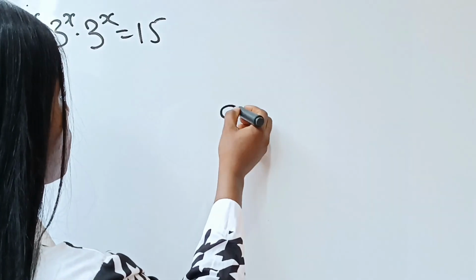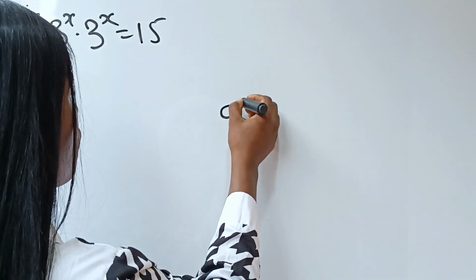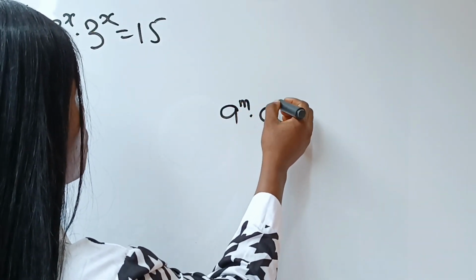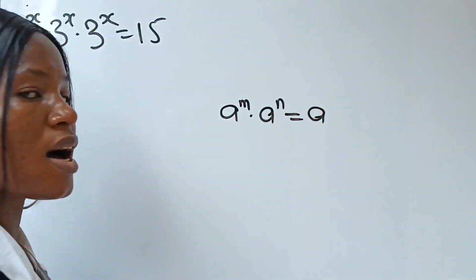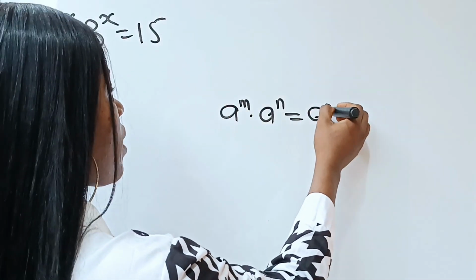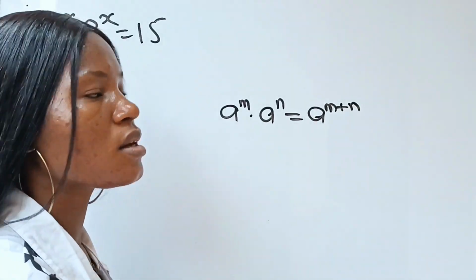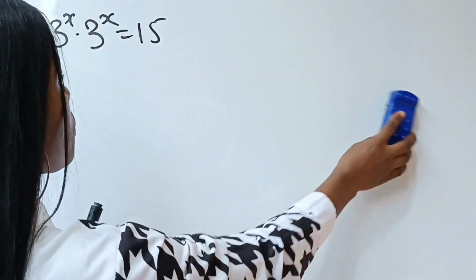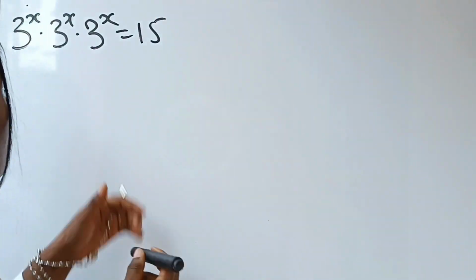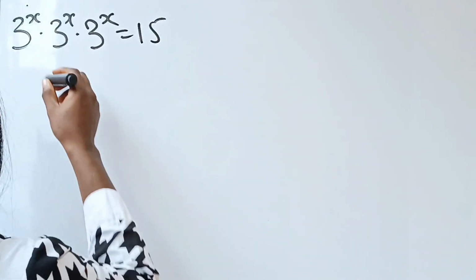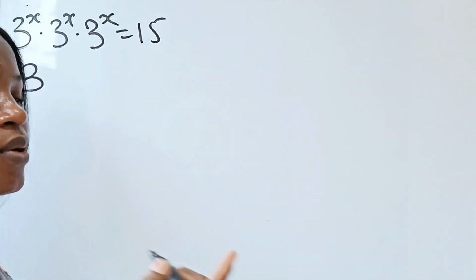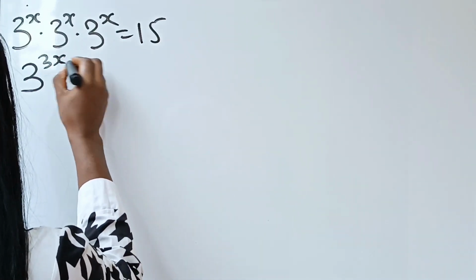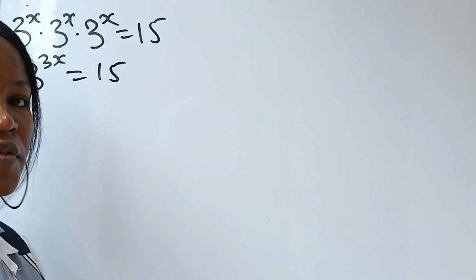Okay, recall that when you have a to the power of m multiplied by a to the power of n, this is equal to, you are going to pick the base since they are the same, and you are going to add the powers, m plus n. All right. So we are going to relate this to what we have here. Now when you look at this, you can see that we can pick 3 and we can add the powers: x plus x plus x will give us 3x is equal to 15.